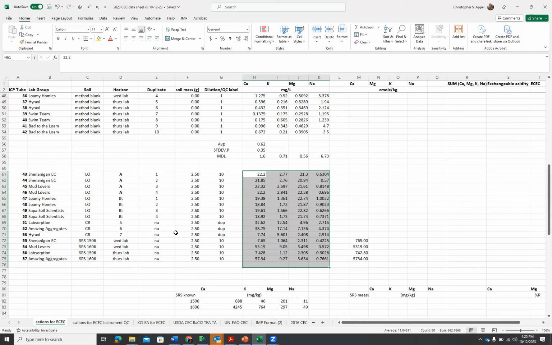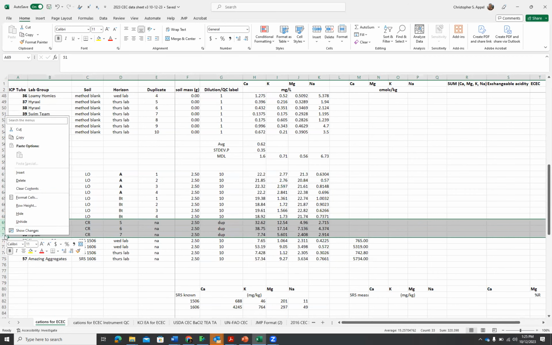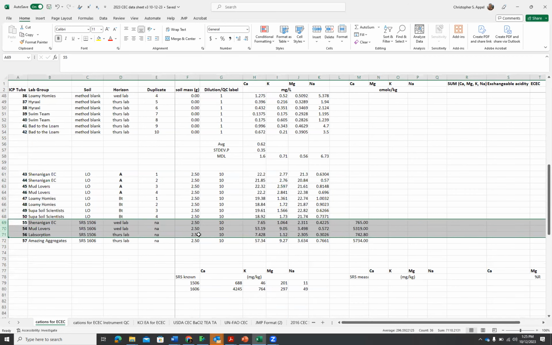And for our purposes, let's get rid of CR 5, 6, and 7. I don't mean anything personal about it. We're just going to simplify it. And then we got SRS 1506, SRS 1606, and the others. So those are diluted also 10 times.